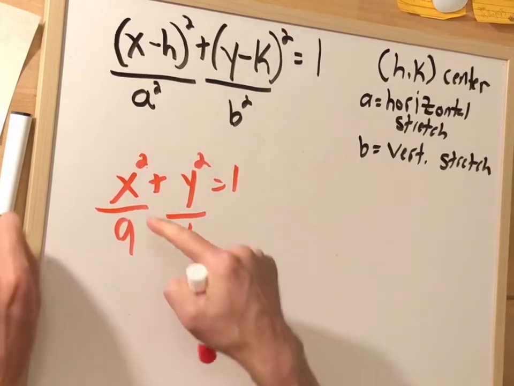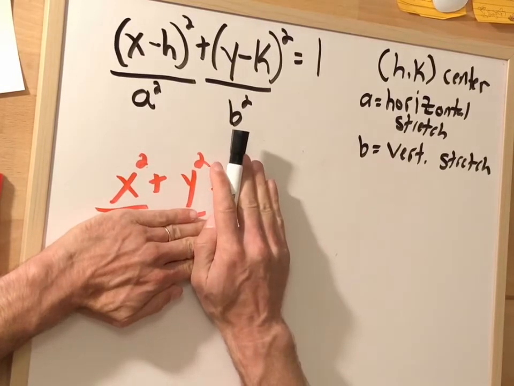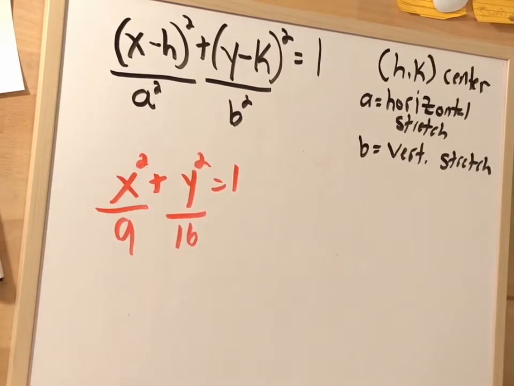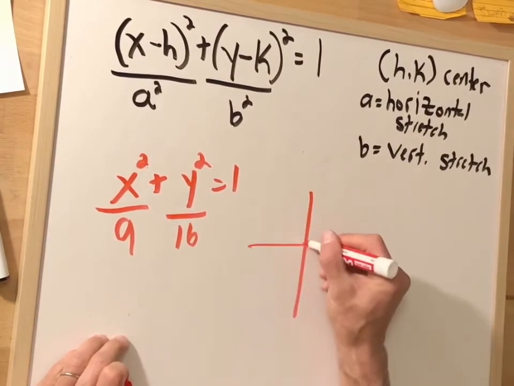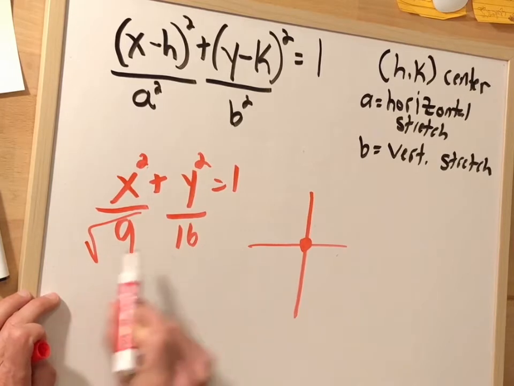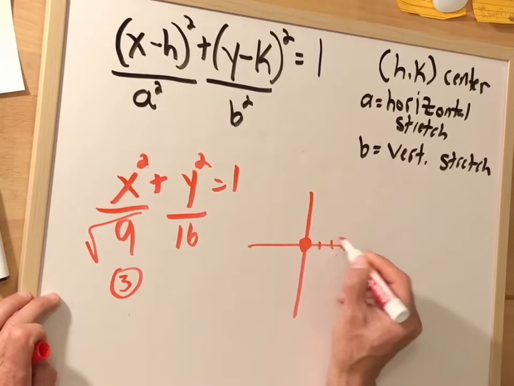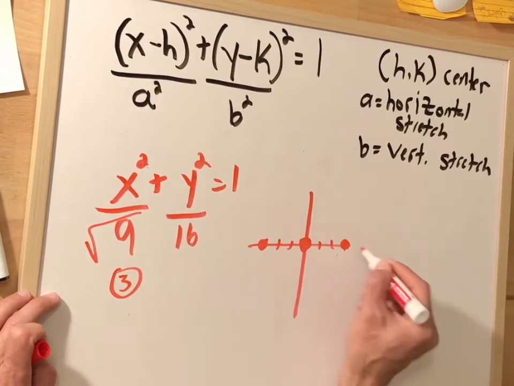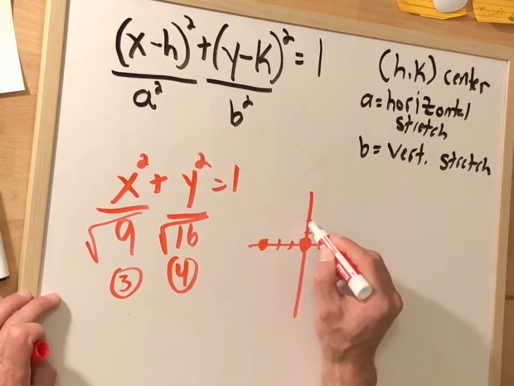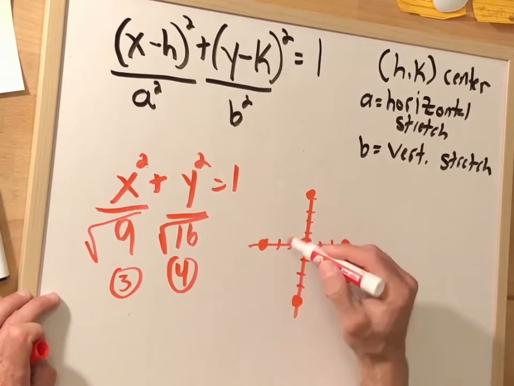Now the way you graph it is this. Think of it like this. Cover this up and just find the center of the circle. So if you had this x squared plus y squared, you would know your center is in the origin. Now square root this number, and this tells you your horizontal stretch. So the square root of 9 is 3. 1, 2, 3 spaces to the left, and 3 spaces to the right. Square root this number, which is 4. This tells you your vertical stretch. 4 spaces up, 4 spaces down.